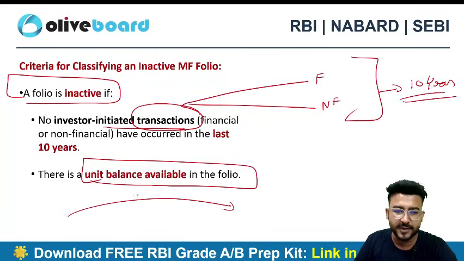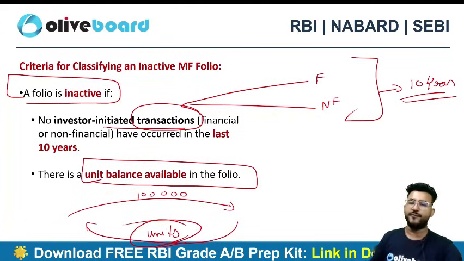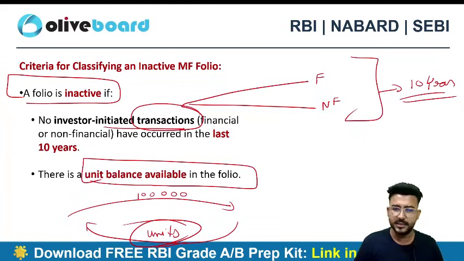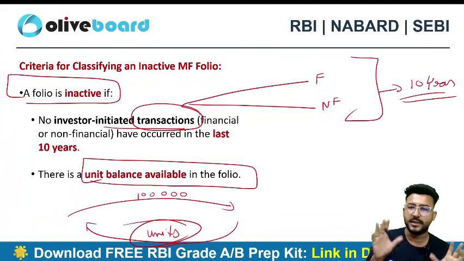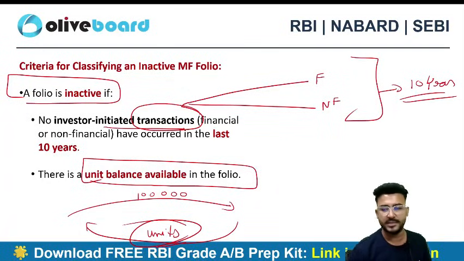So when I paid 1 lakh rupees, the mutual fund company must have allocated some units, right? So units are actually there in my folio. I never sold my units, and I never did a transaction for 10 years. This can be important for your examination, and the fact that a transaction can be financial or non-financial as well.